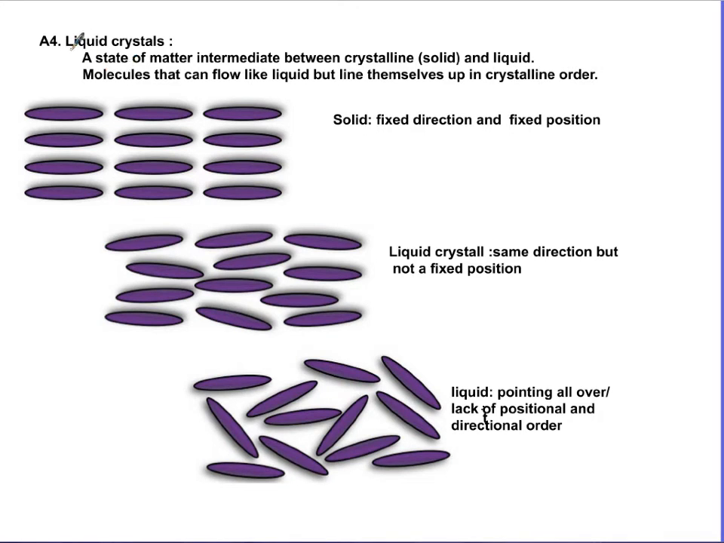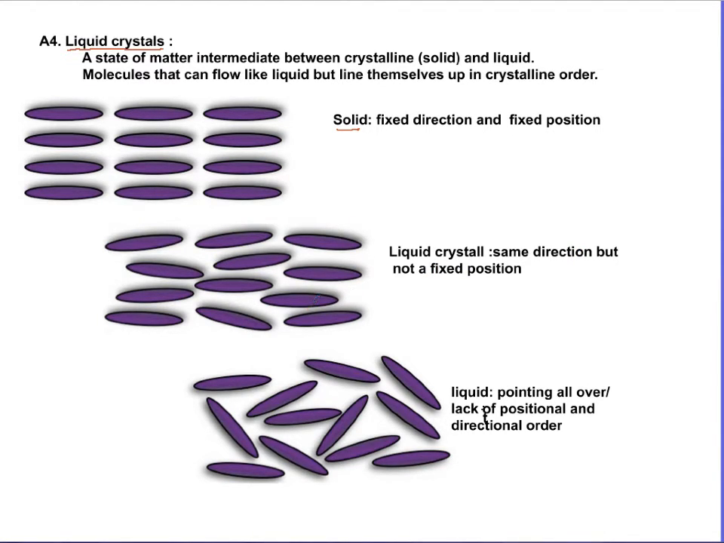Liquid crystals are a state of matter, something between a solid and a liquid. If you look at solid molecules, and we are interested in the chemistry of liquid crystals, they have a fixed direction and a fixed position. If you look at a liquid, it's all over the place. It doesn't have a position or a direction. Now, a liquid crystal has some direction and not a fixed position. And we can play with it in the following manner.